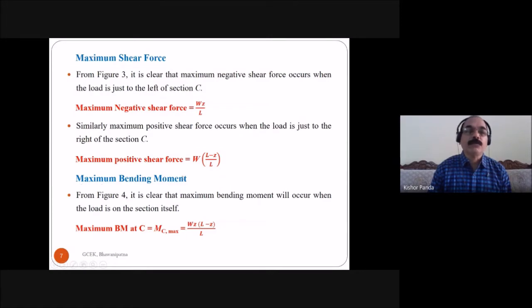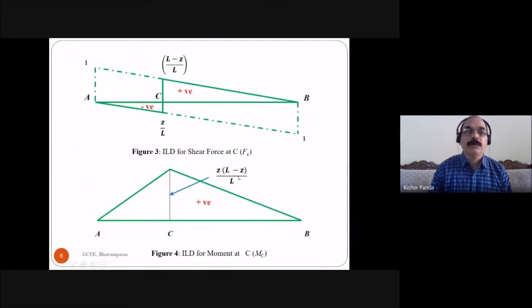Then find out the maximum bending moment. You will find the maximum bending moment from figure 4. From this figure, this is the ILD for moment at C. This figure is the ILD for the moment at C when the unit load is moving from A to B. This is the section, and for this moment MC, this is the influence line diagram.